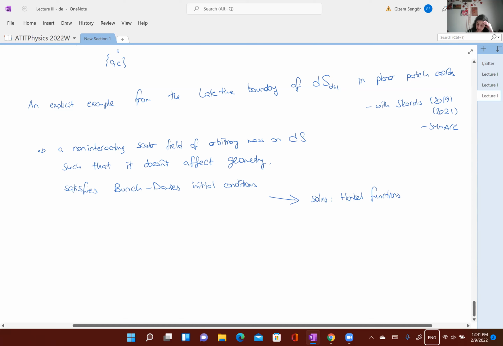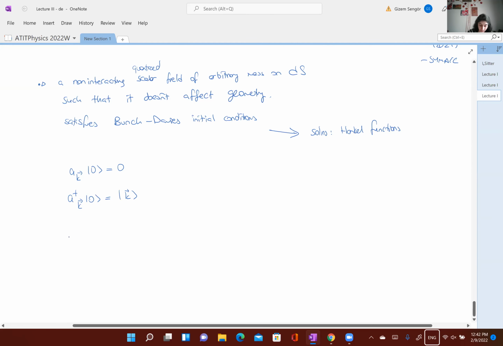And this field is quantized. So you can decompose it in terms of annihilation and creation operators. There are annihilation operators, which, when they act on the vacuum, just annihilate it. And then there are the creation operators, which, when they act on the vacuum, give you states of momenta k, okay?